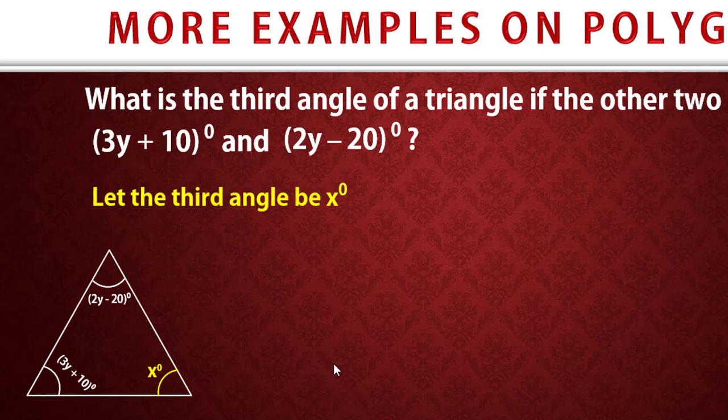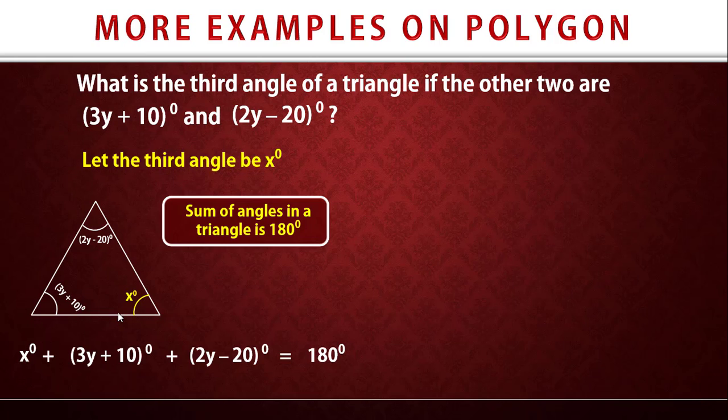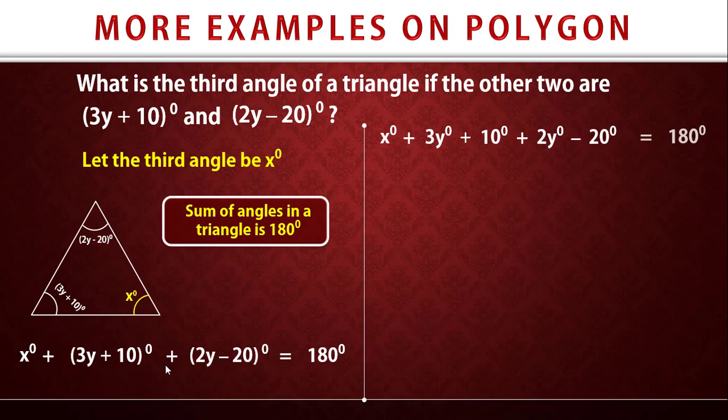So the next thing you need to know is the sum of angles in a triangle is 180 degree. That means when you add all the angles in a triangle, it will give 180 degree. So we have s degree plus (3y plus 10) degree plus (2y minus 20) degree, all equals 180 degree. You get that now? This is the sum of angles in a triangle. So the next thing now, let's try to remove the brackets, and we just have s degree plus 3y degree plus 10 degree, then plus 2y degree minus 20 degree, all equals 180 degree.